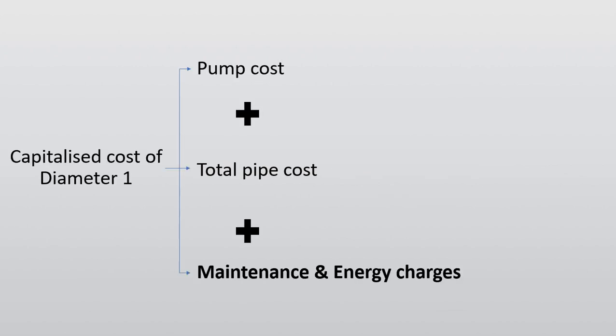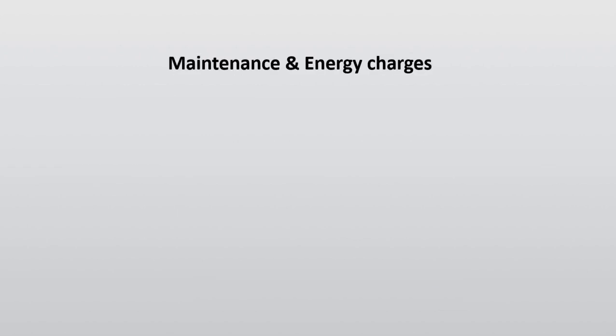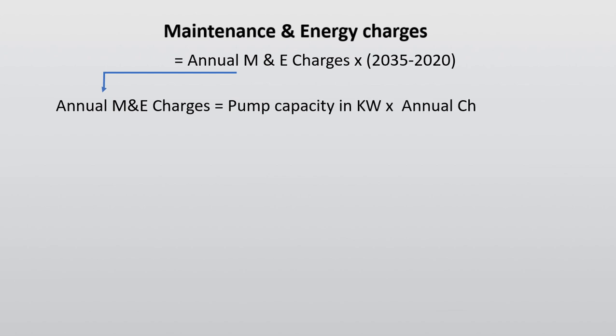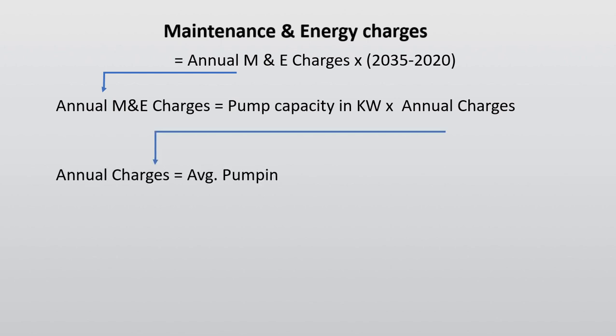The last cost is maintenance and energy charges, and these charges are a product of annual M&E charges and the scheme design period. In our case, it was 15 years, that is from 2020 to 2035. The annual M&E charges are given by pump capacity in kilowatt into annual charges. Pump capacity we have already calculated. These annual charges are calculated by average pumping hours into energy charges per kilowatt hour into 365.25 days divided by 1000.